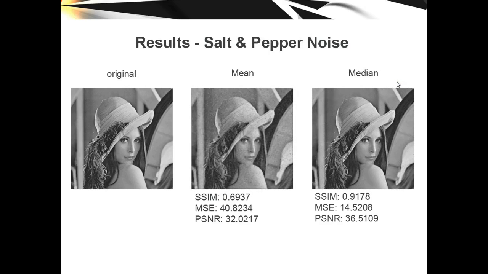And salt and pepper noise. The median looks good, Gaussian and Wiener look bad, BM3D and wavelet are bad. BM3D is good, but there is still noise here and here, and its SSIM is 0.67. Let's go back, and the median has 0.91, and actually the picture looks perfect here. So the median one is the best one for the salt and pepper noise.